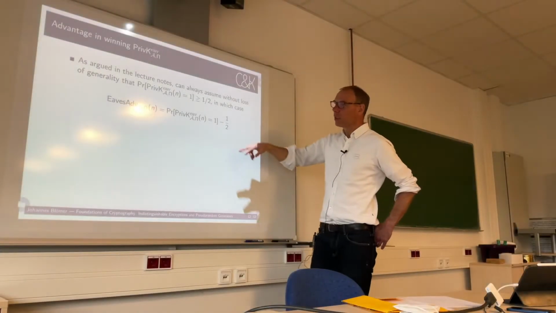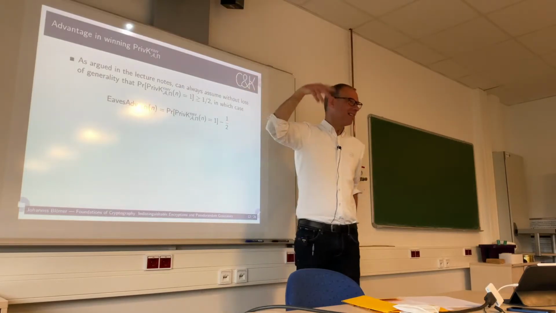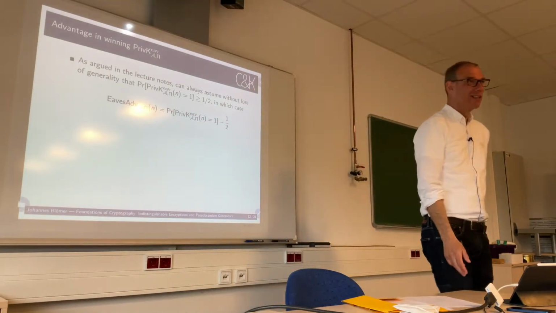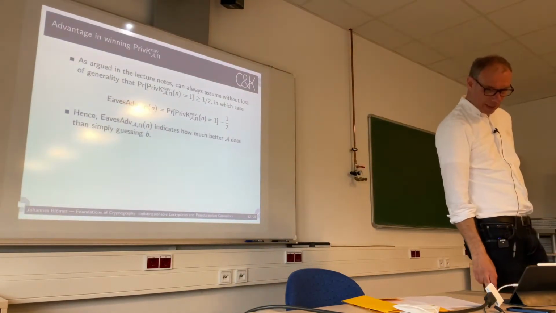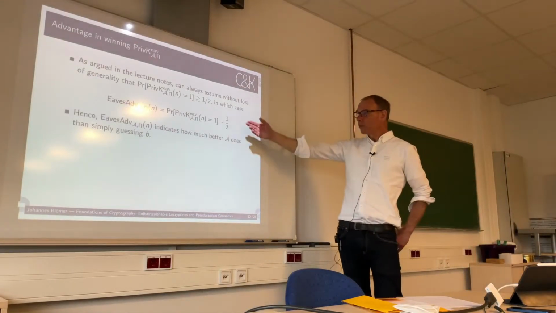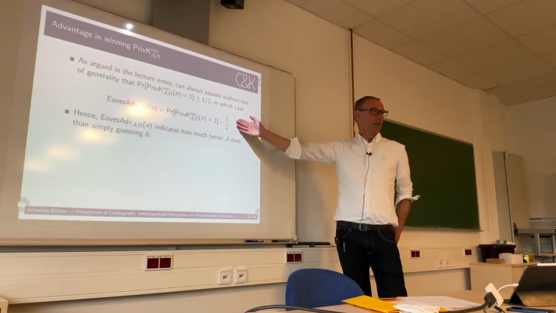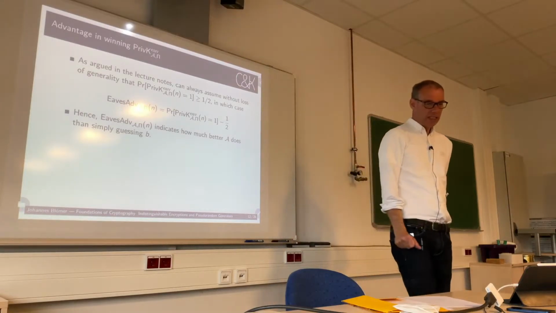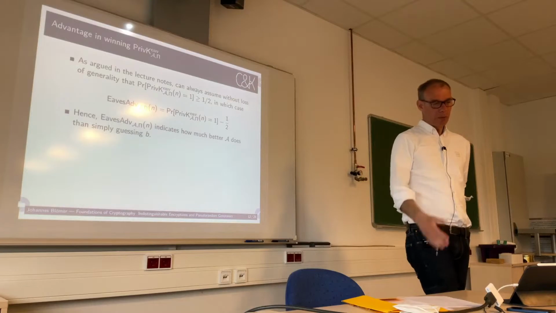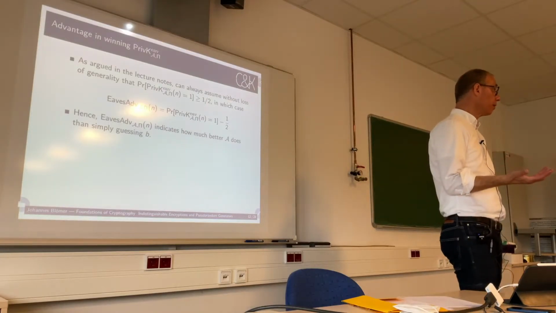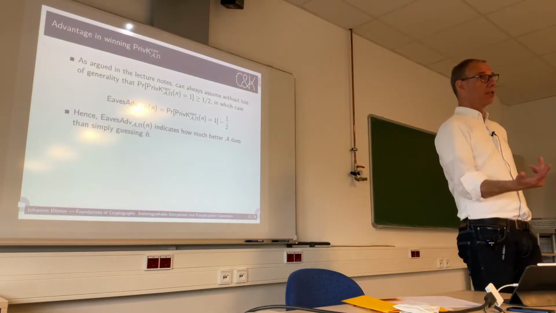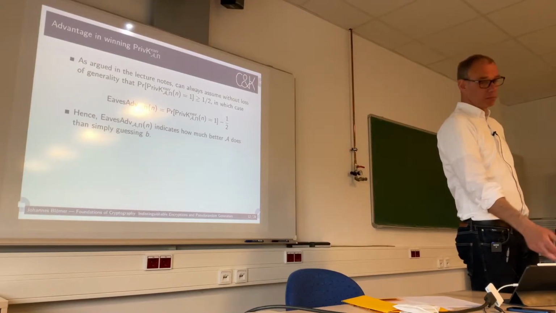It's a little bit more complicated because we have this n in there. Never mind. You can do that. We can really ignore these absolute values. And hence, the eavesdropping advantage indicates how much better it does than simply guessing the bit b. Because guessing, it's correct with probability 1/2.